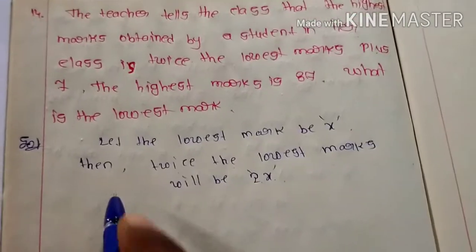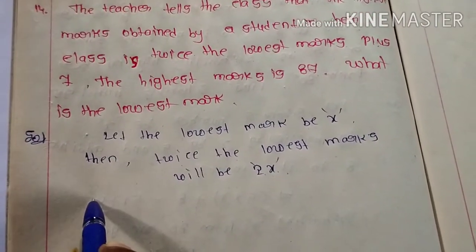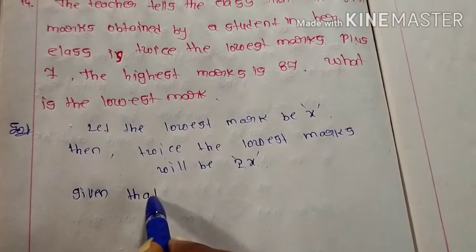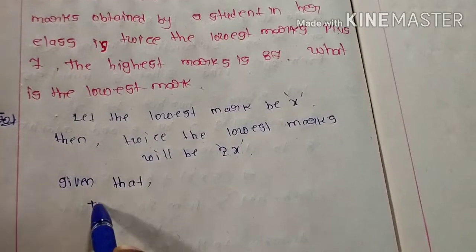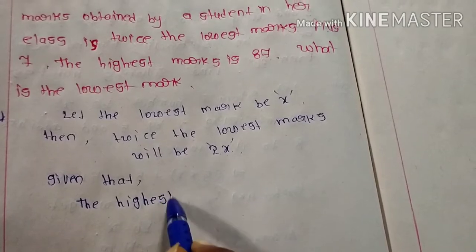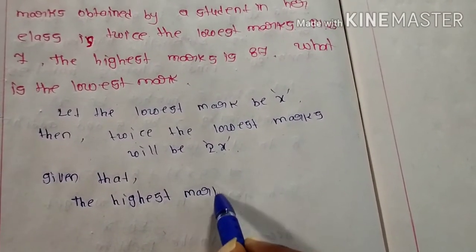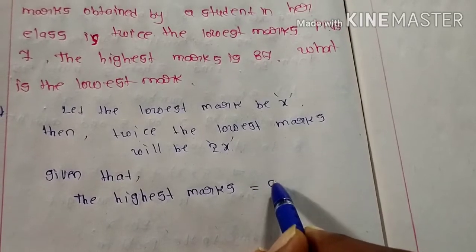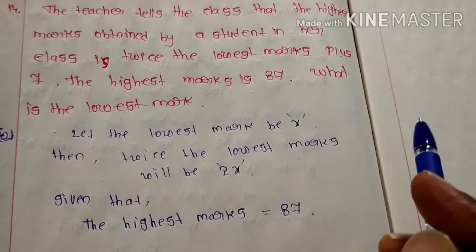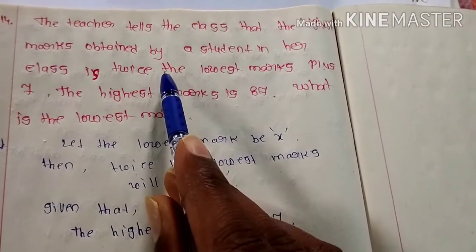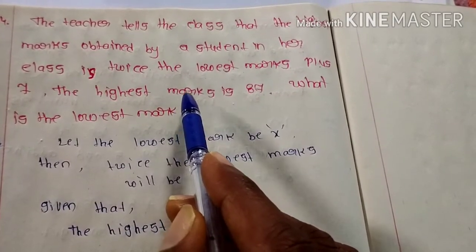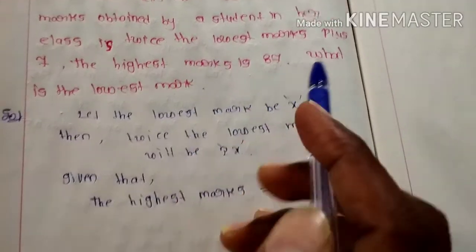From the given information, given that the highest marks is how much? The highest marks is equal to 87. But the condition mentioned here, twice the lowest marks plus 7 is equal to highest marks in the class or not? Yes.